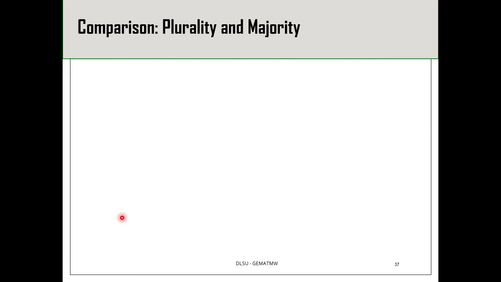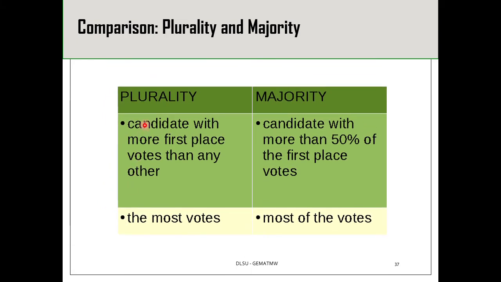Now let's differentiate the plurality method and the majority rule method. In plurality voting, there is always a winner because the winner is the one with the most number of first place votes, unless of course there are ties. In majority rule method, the candidate that gets more than half of the first place votes is declared the winner. So in plurality, there is a higher chance that there is a winner compared to majority.